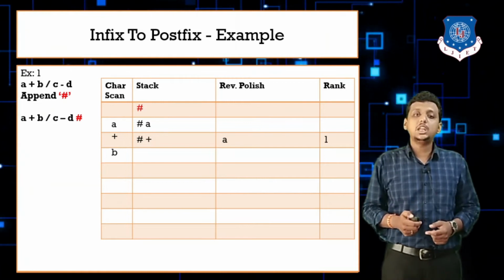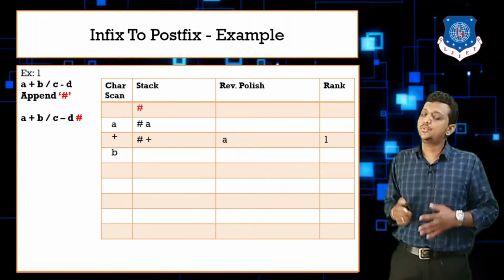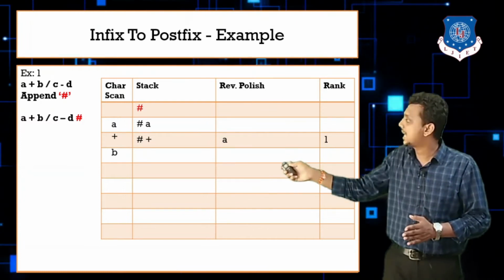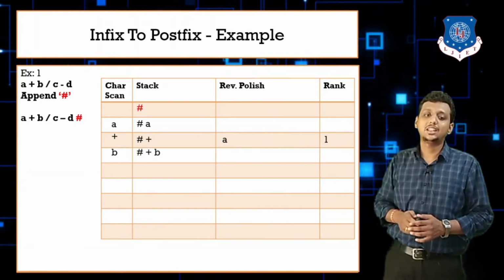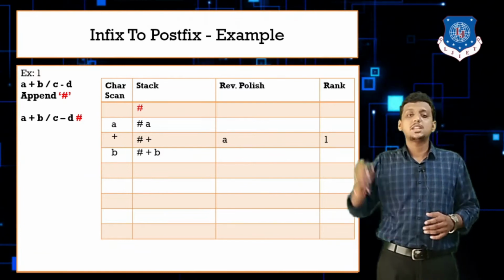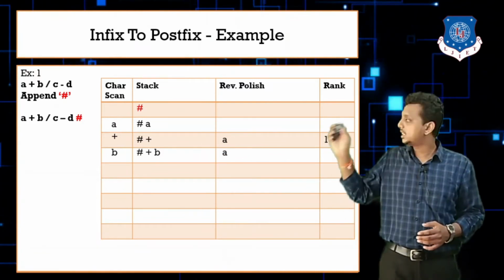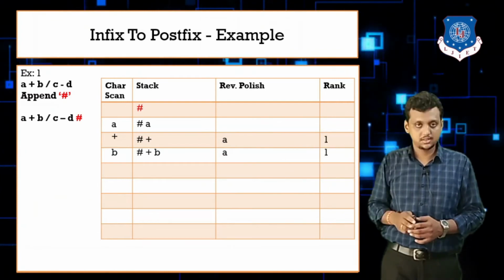Now what comes next? Next we have B. B is a character. Whenever you find a character, students, don't think much. Just push the character inside the stack. So push B inside the stack. My stack becomes hash, plus, B. The rank and the reverse polish remain as they are.